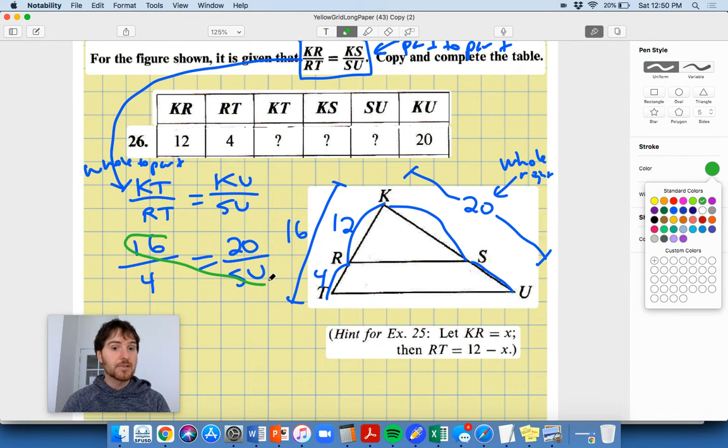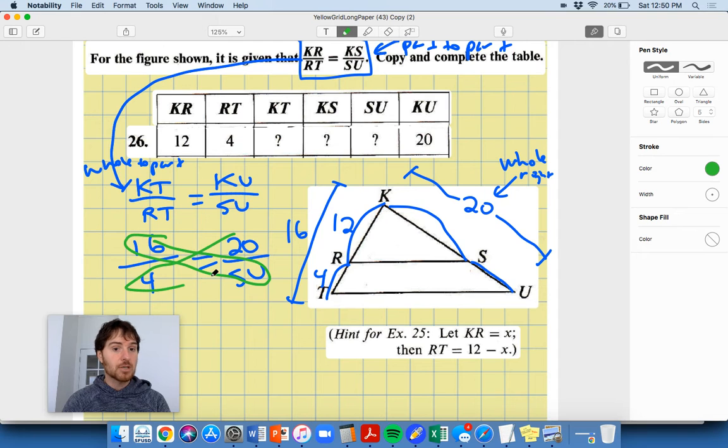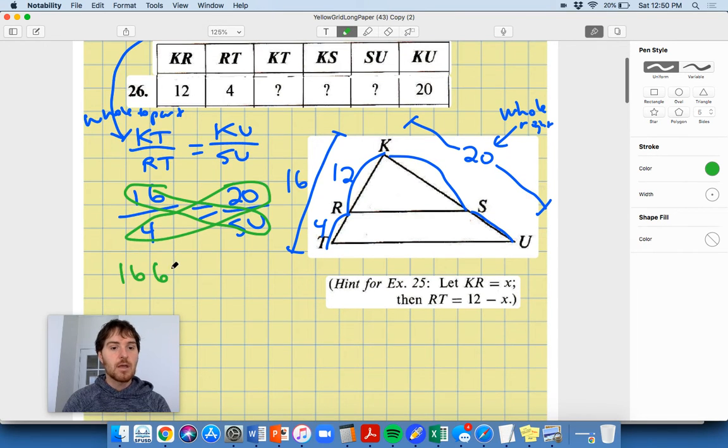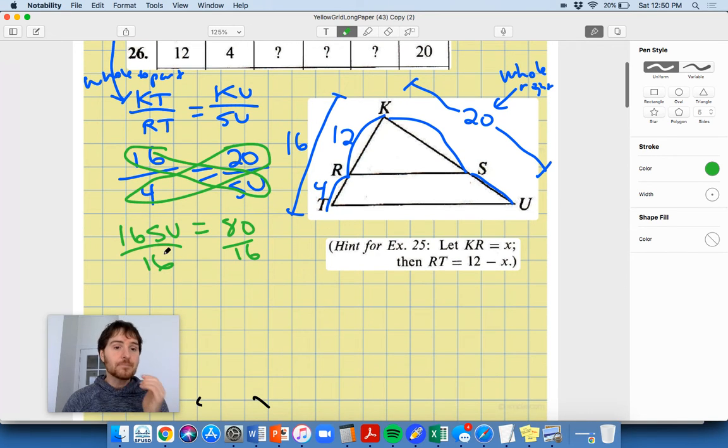You should know how to solve stuff like this because you can do cross multiplication, okay? So this is going to be 16 times SU. So there's 16 SU. I say in comments, I say cross multiply and divide, right? Cross multiplication I just did, and then 4 times 20 is 80. And then when you cross multiply, oftentimes you have a coefficient here in front of the unknown. So cross multiply and then divide, right?